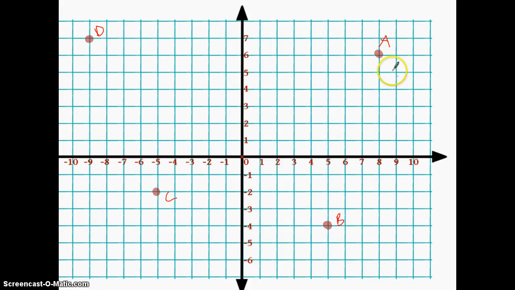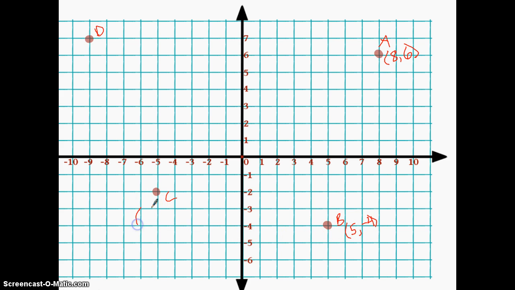Now the first thing I want to do is see where A is on my x-axis, and it looks like it is at positive 8. Now the y-axis shows it's at positive 6, so 8, 6 are the coordinates for A. For B, we'll go back over to the x, and it looks like it's 5. And for my y-axis, I'm going to go down, negative 4. So 5, negative 4 are the coordinates for B.